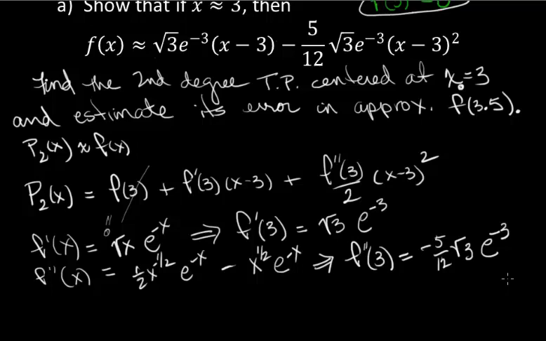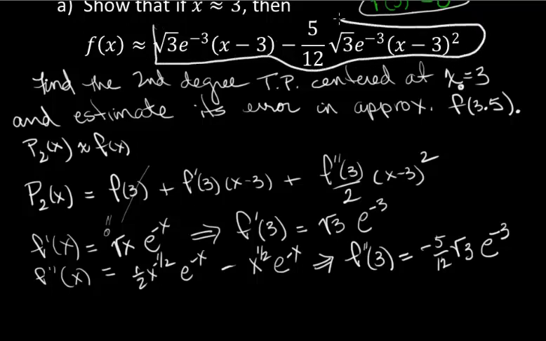So P2 of x is exactly this. This right here, this is what we just figured out. And in answer to this question, you would say f of x is approximately equal to this because this is the second degree Taylor polynomial. In the next part, we will estimate the error.